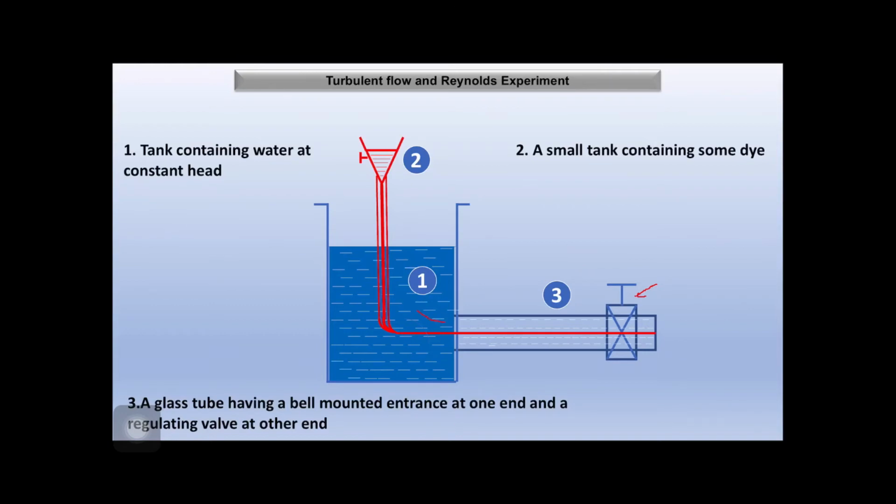The water from the tank is allowed to flow through the glass tube, and the velocity of the flow is varied by this regulating valve. A liquid dye having the same specific weight as that of water was introduced in the glass tube, as you can see in this figure. The red line indicates that the dye is coming from this tank and entering the glass tube. This was the initial setup of Reynolds experiment.